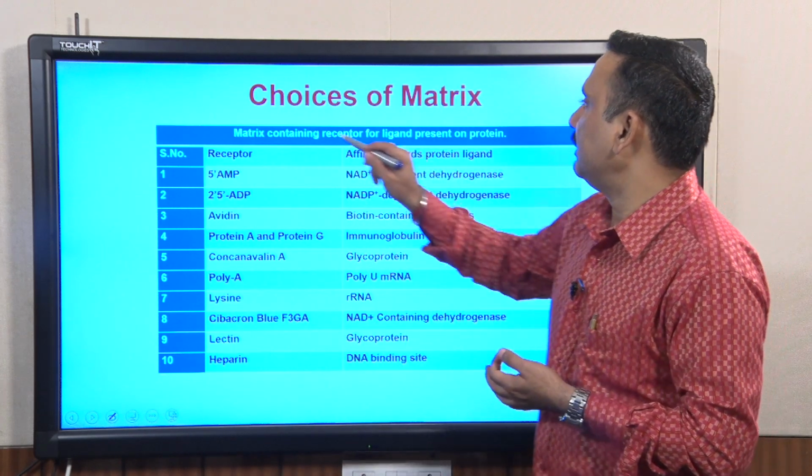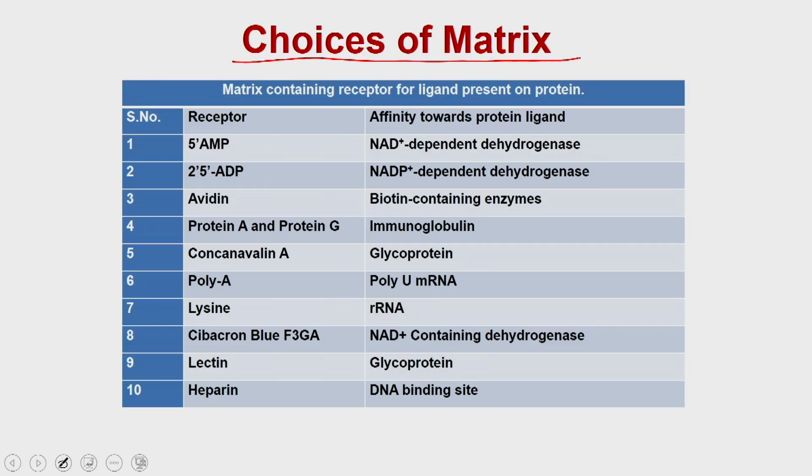So, now what are the matrices which are available for affinity chromatography? I am giving you simple examples of different matrices. We have a very extensive list of matrices that people can use. Here I have given the receptor, and then I have given the ligand towards which it has the affinity. All these receptors are coupled to the beads or the matrix.